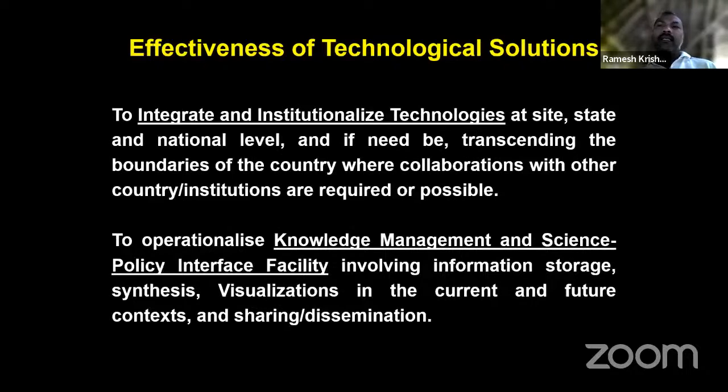So basically, I would call it knowledge waste, like e-waste. We have a knowledge waste kind of situation to which many of us as professionals contribute. So in order to offset that, what we need is to operationalize knowledge management and science-policy interface facilities. That needs to involve information storage, synthesis, visualization in current and futuristic forms, and sharing and dissemination.